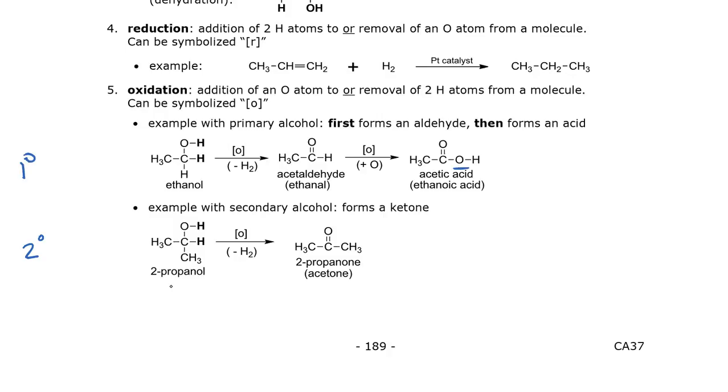And in that case, we can only do this first oxidation by removing the 2 hydrogens to get the double bond. That's a ketone. But since it doesn't have the H attached to it, it can't go on to make the acid by putting another oxygen in there. So that reaction finishes right there.